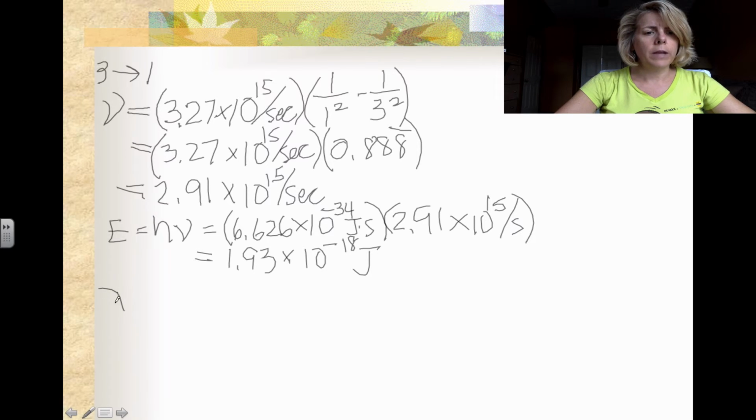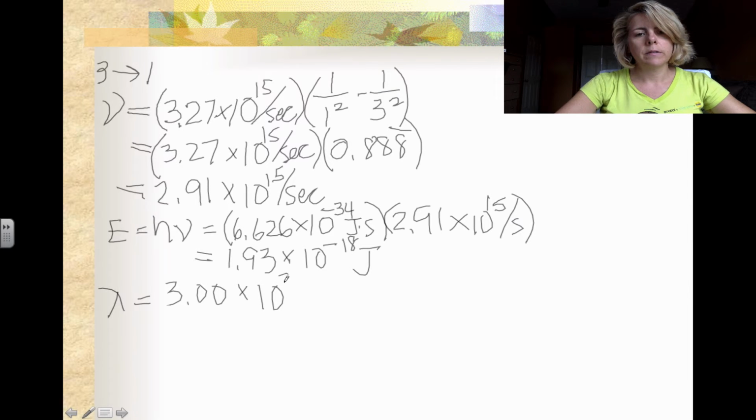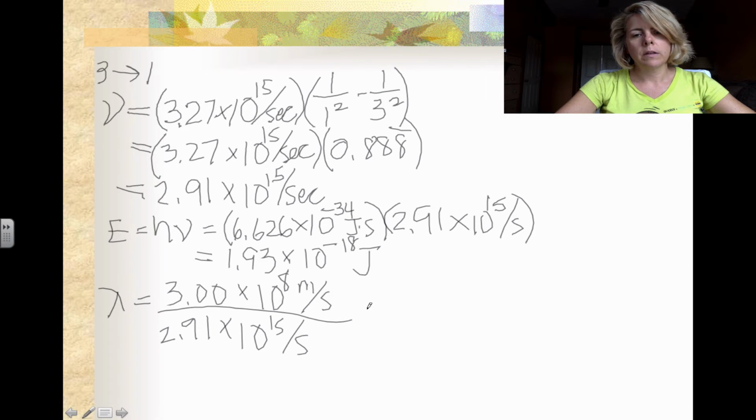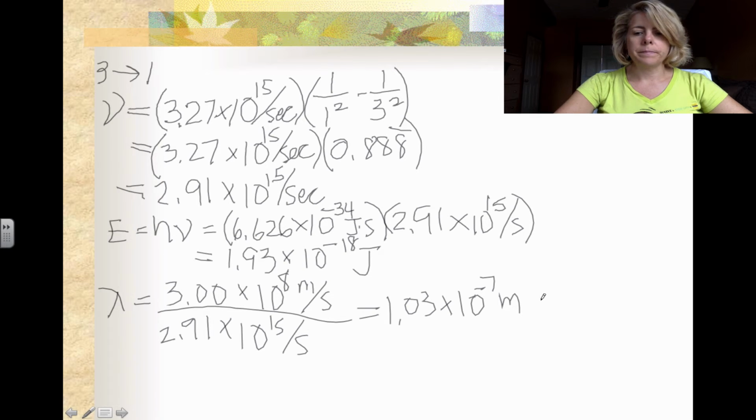And then lastly, I want to do wavelength. So I want to take the speed of light, which is 3.00 times 10 to the 8th meters per second, divide it by the frequency, so 2.91 times 10 to the 15th per second, and that equals 1.03 times 10 to the negative 7th. Okay, that's the first problem.